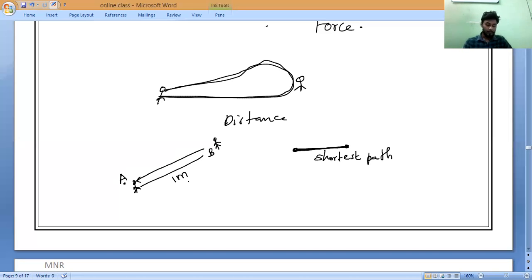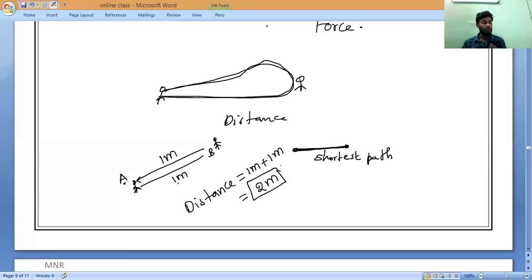Distance is 2 meters and displacement is 0, sir. Yes, distance is 2 meters. How? A to B 1 meter and again B to A 1 meter. So for distance, we have to add the total path. 1 meter plus 1 meter equals how much? 2 meters.